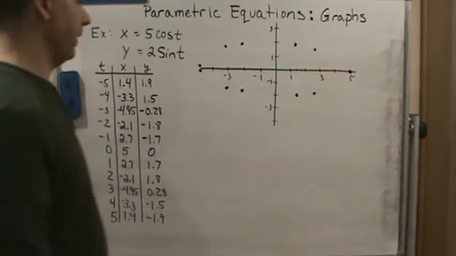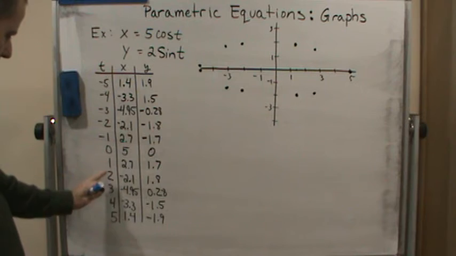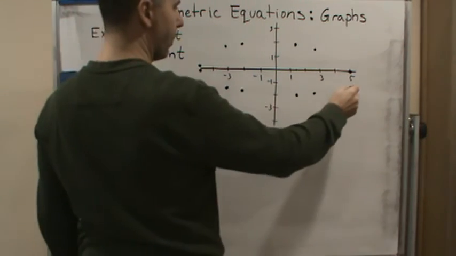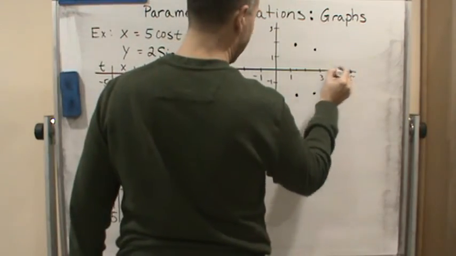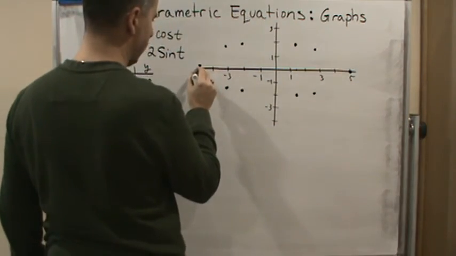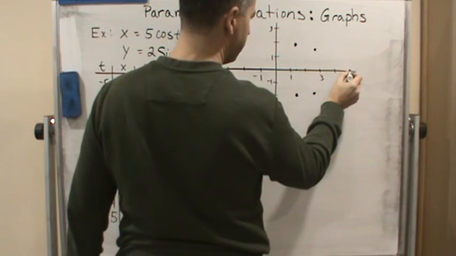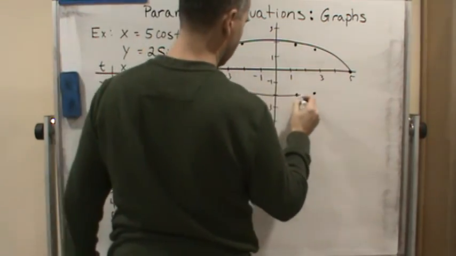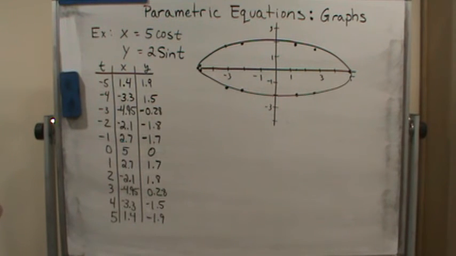Okay. So in other words, what's going on here is as we go from -5 to 5, we've actually gone around, let's say, twice. And then 5 is going to be right about here. This is about 5. So this is an ellipse, right? It looks like that.